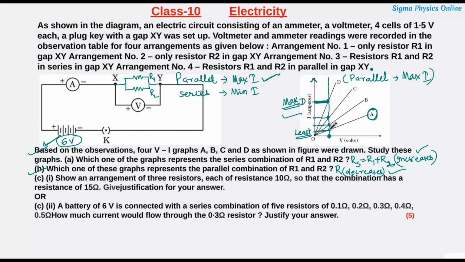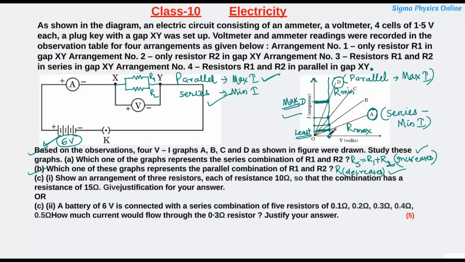Similarly, the slope A has the least value of current, and the least value of current is possessed when the value of resistance is maximum. So the current value will be minimum in this case. So this slope A represents the series combination, and here the current is minimum because resistance is maximum for the slope A and resistance is minimum for the slope D.